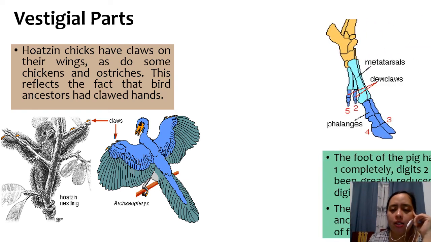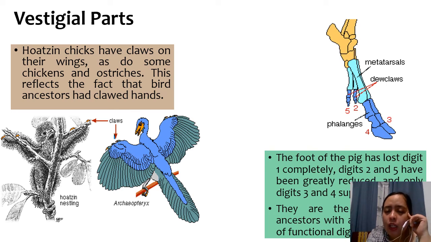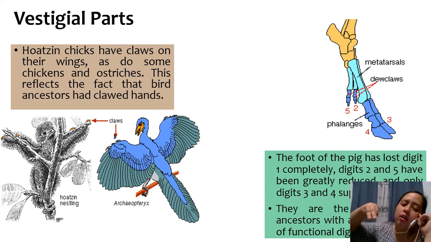Another one is on here, the foot of the pig, yung sa digit 1, completely lost na siya. Digits 2 and 5 have been greatly reduced and only the digits 3 and 4 are working. But, no, probably ano kaya yung nangyari, bakit na-lost itong functions nito, that I am not certain about, pero probably siguro meron din kasi phalanges din siya. Kumbaga ito, nawala na to, tapos tong 2 and 5 parang wala na lang siya, so ganyan na lang siya. Itong 3 and 4 na lang ang meron sa kanya.